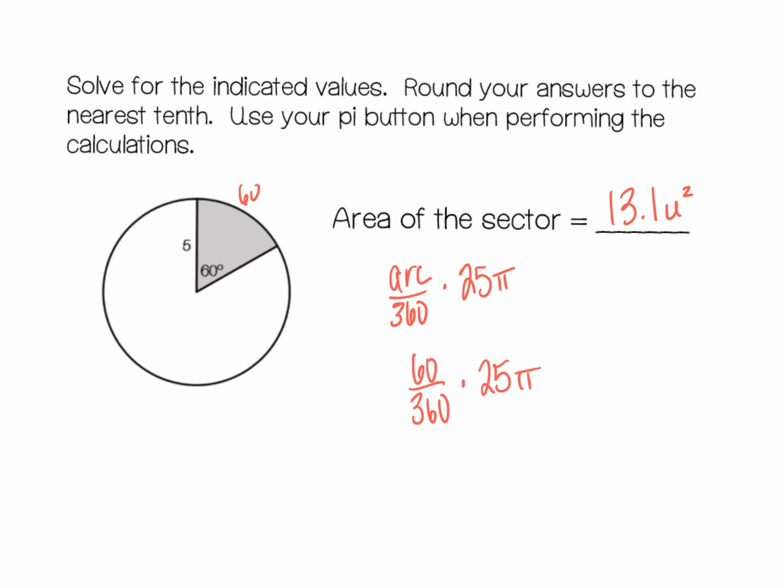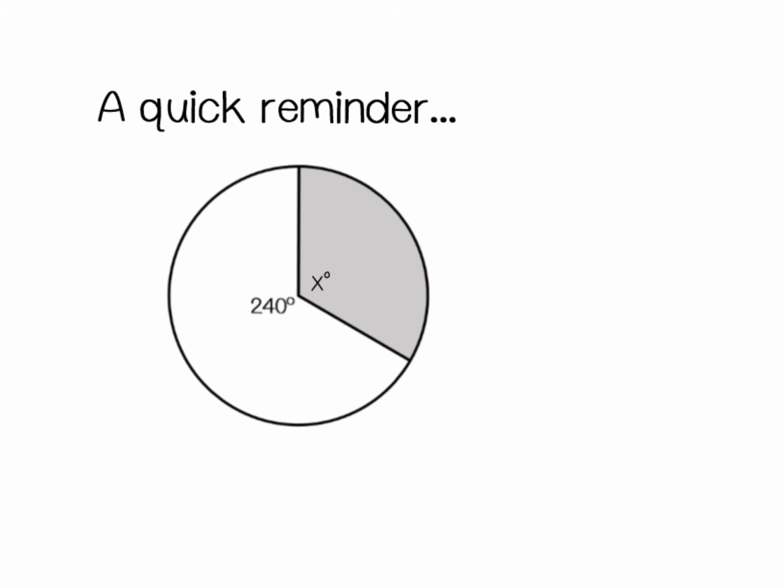All right, so all 4 of those are things that we've been doing. I just kind of used all of the 4 with one figure. One last reminder. Think about this problem here. If I tell you that this angle is 240 degrees and I want to know like the area of this arc, what I really need to do is find the central angle, right? I need to know this central angle.